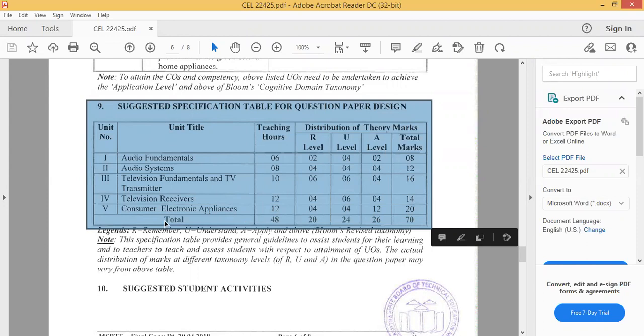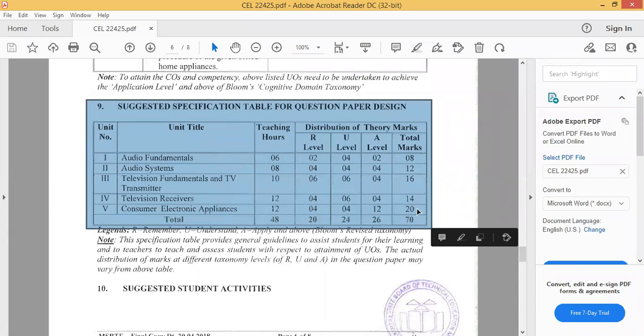And last unit that we are going to study, that is the various consumer electronic appliances. This unit is for 20 marks out of 70. Almost 30% weightage is for unit number 5. Okay, so this is the marks distribution for 70 marks. So you can see unit number 4 and 3. These 2 units cover 36 marks, means more than 50% of syllabus. So these 2 units are very important.